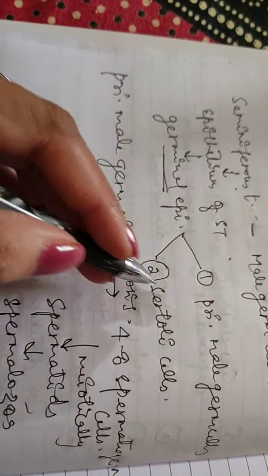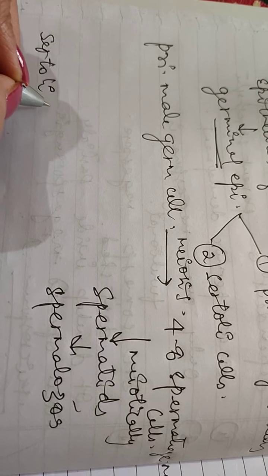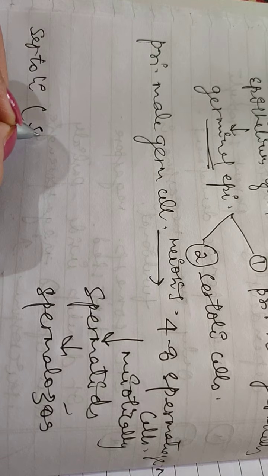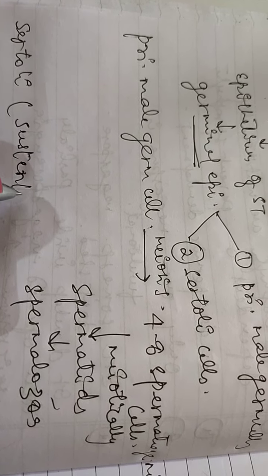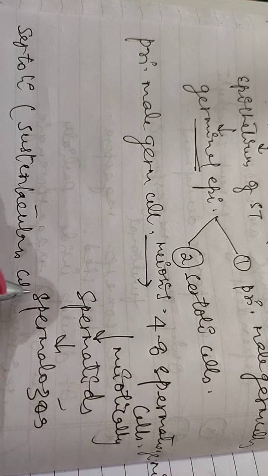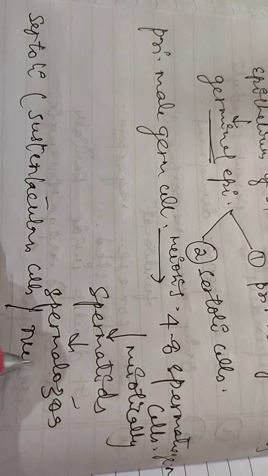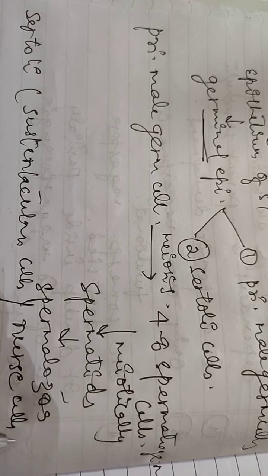Then the second cell, that is Sertoli cells. This is also known as sustentacular cells, also called nurse cells. As the name indicates, it provides nutrition or nursing of the developing spermatozoa.